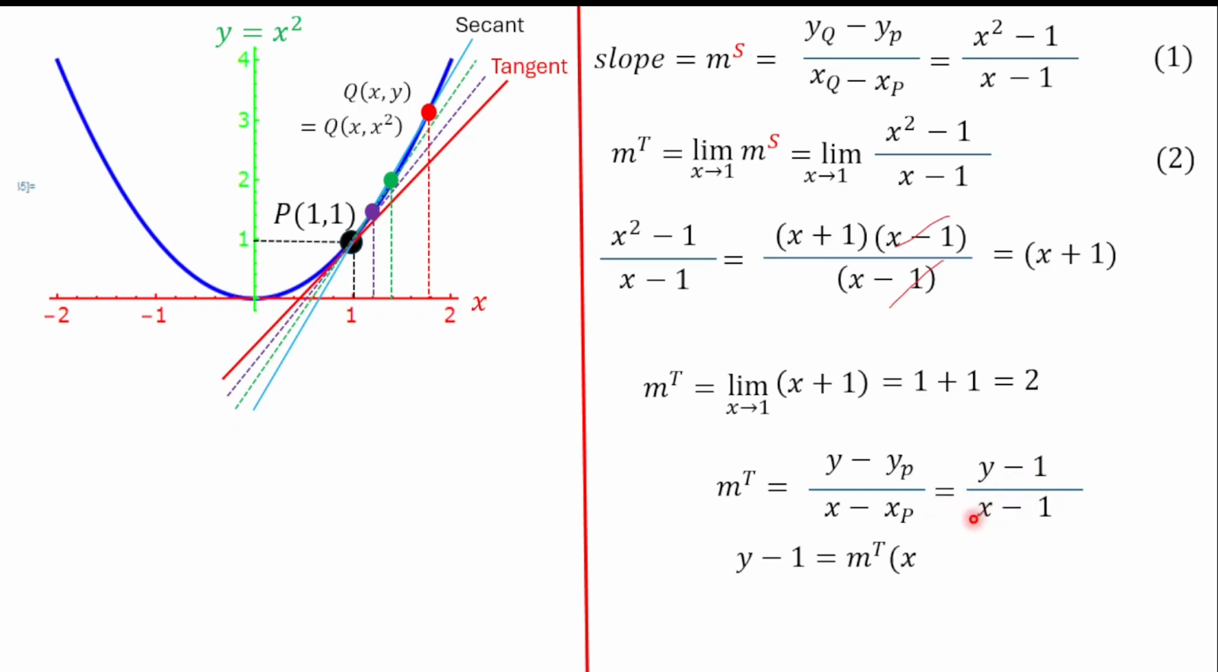And I can arrange this equation into this form, where I take the denominator to this side, multiplying it with m, and then inverting the whole equation. So I write y minus 1 is equal to m into x minus 1. And now I put the value of m over here, and taking the 1 to this side, it becomes plus. And then finally, simplifying, the equation of the tangent line at point P is y equals 2x minus 1. So this way you can find the equation of a tangent line to a curve at a given point P.